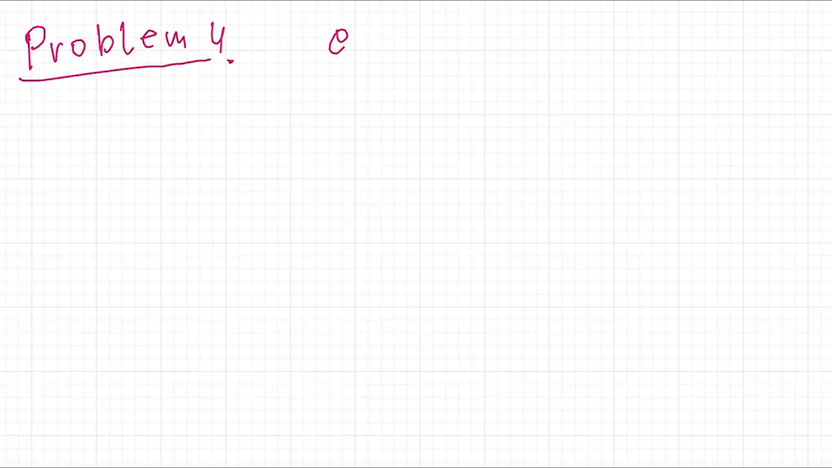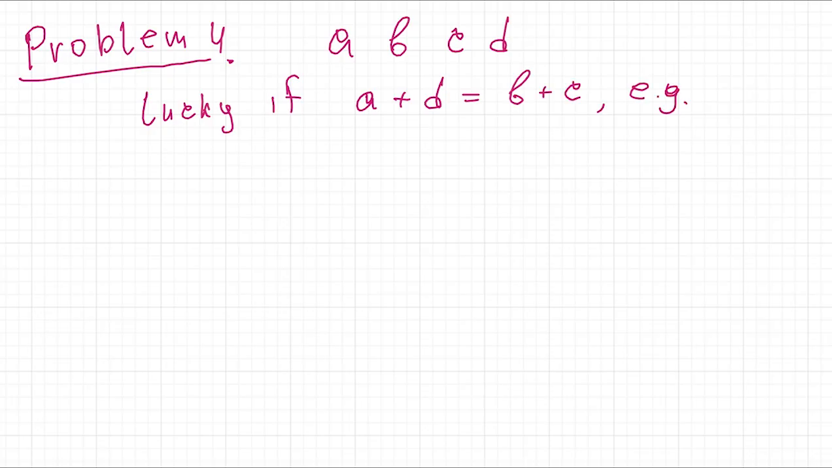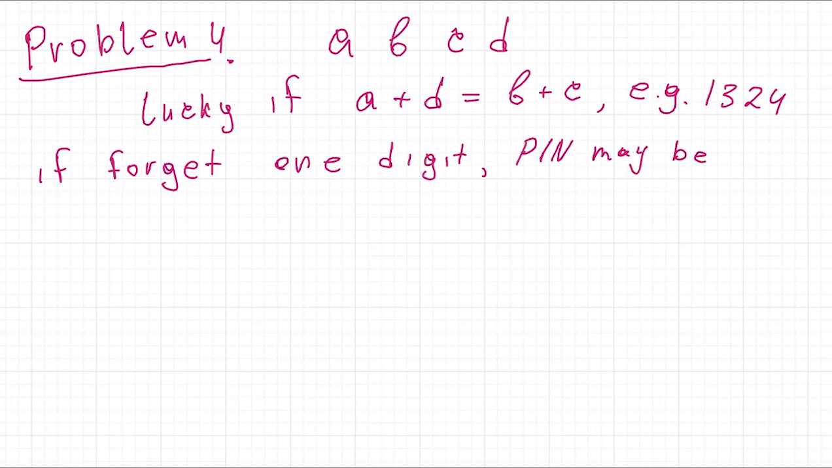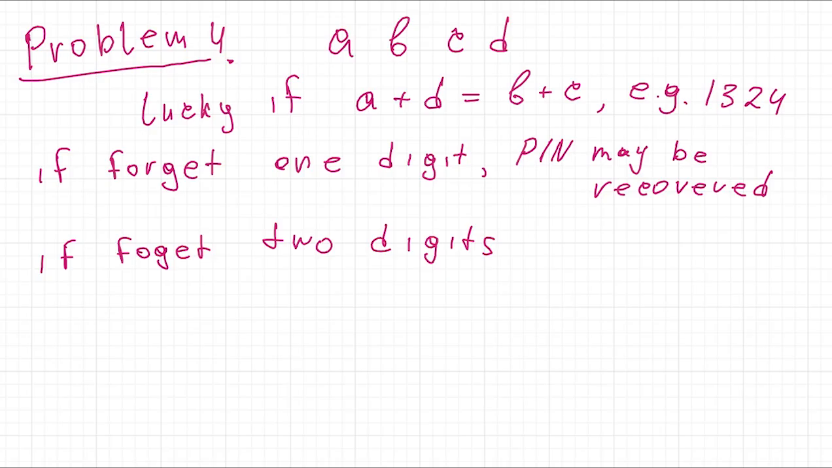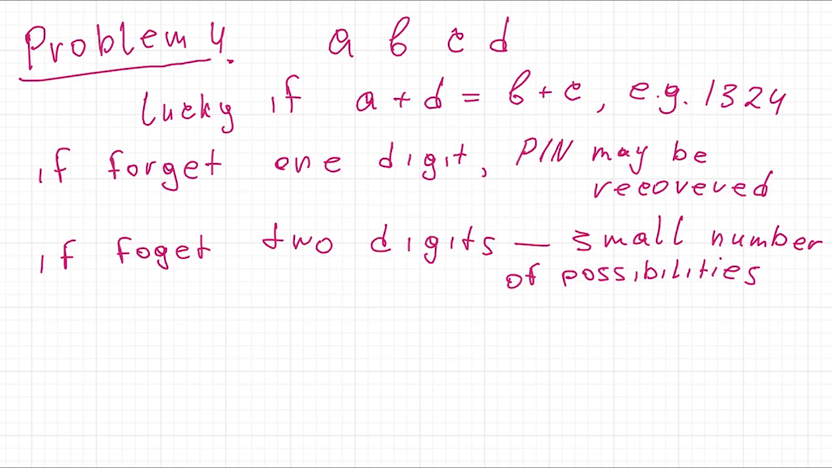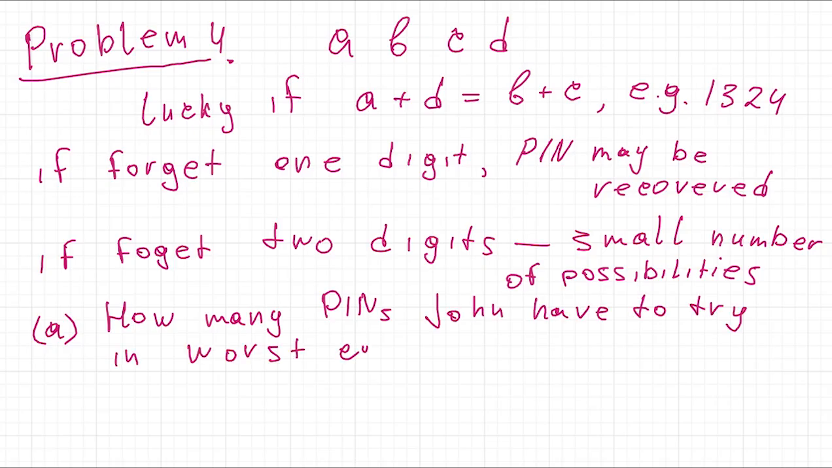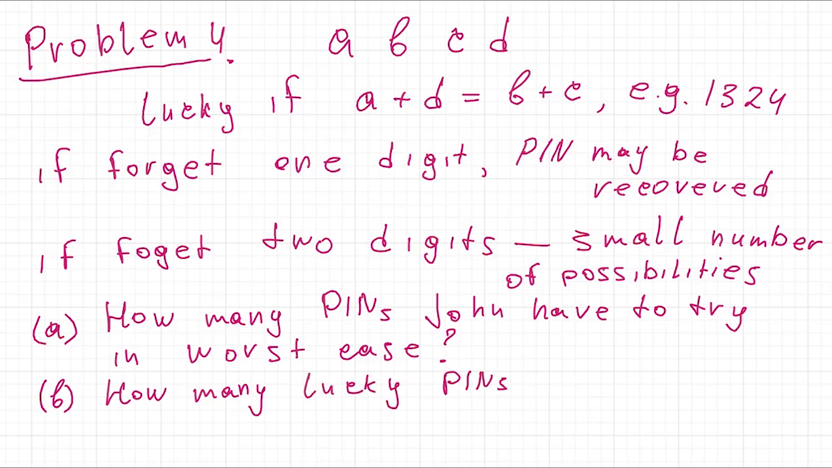Problem 4. A phone pin consists of 4 digits. John calls a pin lucky if the sum of the outer digits equals the sum of the inner digits, e.g. 1324, because 1 plus 4 is equal to 3 plus 2. He uses only lucky pins. If John forgets one digit but remembers its position, he can recover the pin. If he forgets 2 digits but remembers their positions, he only has to try a small number of possibilities. Item A. How many pins will John have to try in the worst case? Item B. How many lucky pins are there in total?